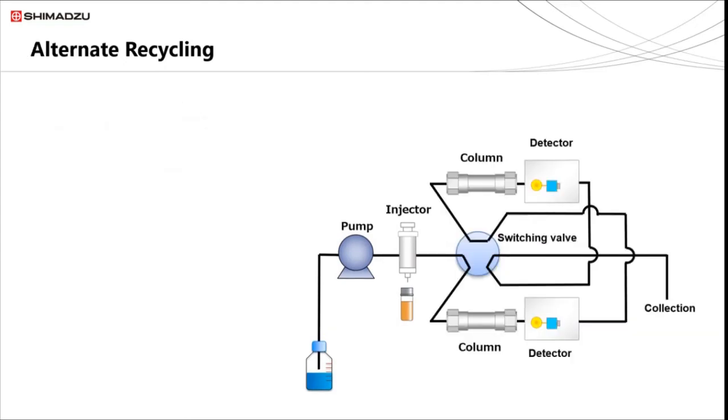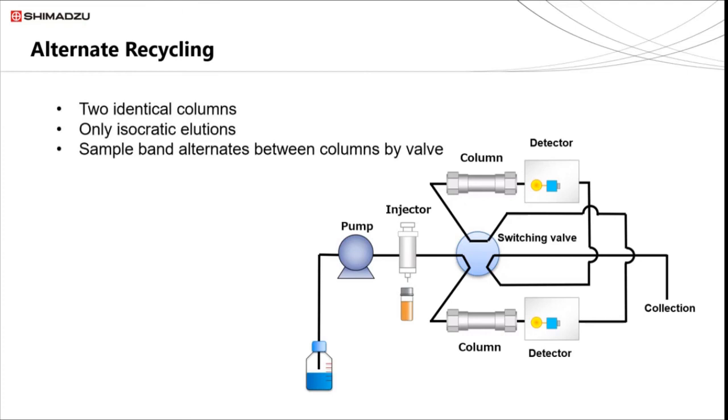With alternate recycling, we have two identical columns. We still only have isocratic elution, but the sample band alternates between columns by valve. We can use the detectors to control the switching of the valve so that we can keep our analytes in the loop for as many elutions as required before allowing them to leave the loop to be collected.